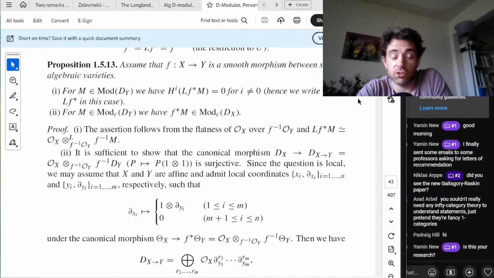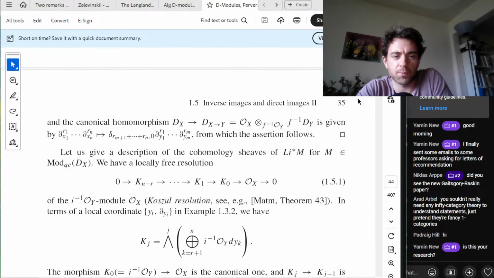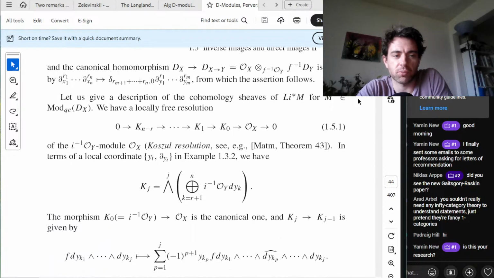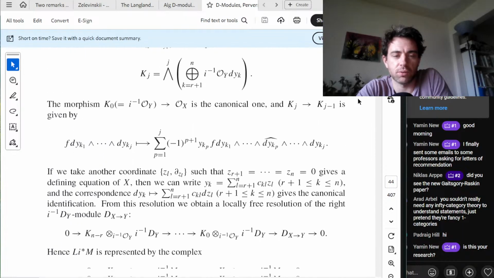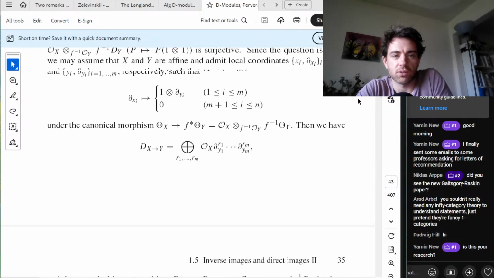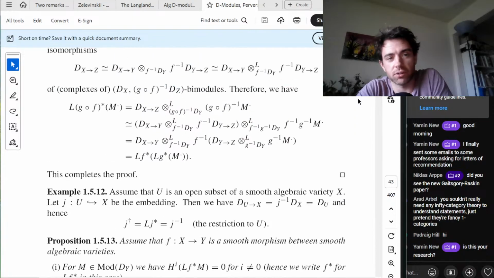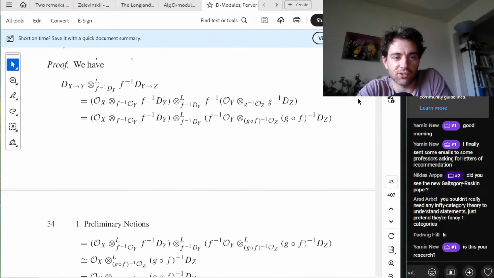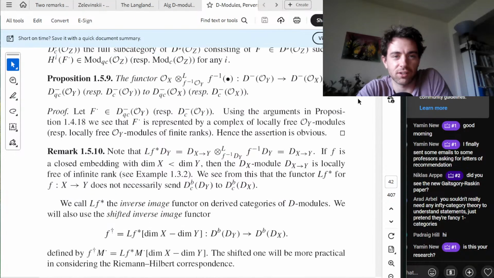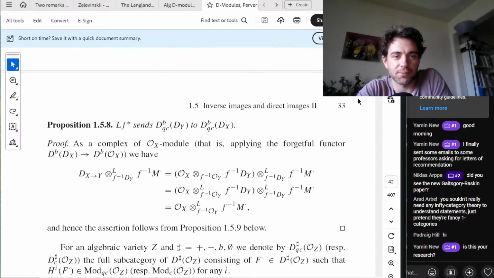Is this my research? Yeah, the papers I'm currently working on don't really deal with D modules, but this is things I'm trying to learn about so that maybe the next papers will employ some of these D module techniques. That's the idea. So, yes, essentially.